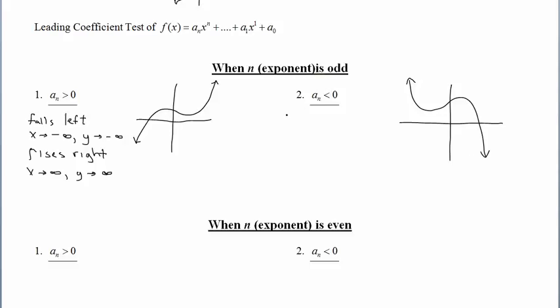Let's look at the left situation first. It rises left. So the notation is, as I move left to negative numbers, as x approaches negative infinity, the y values of the points on the graph go to positive infinity. The behavior on the right: falls right.